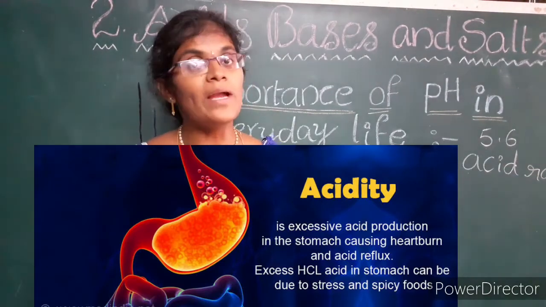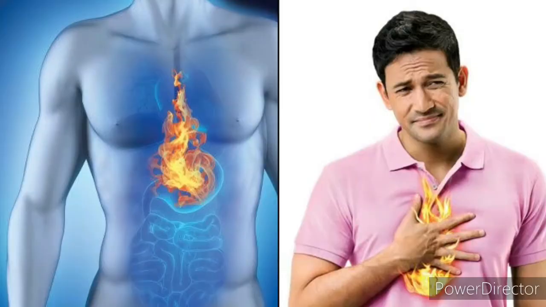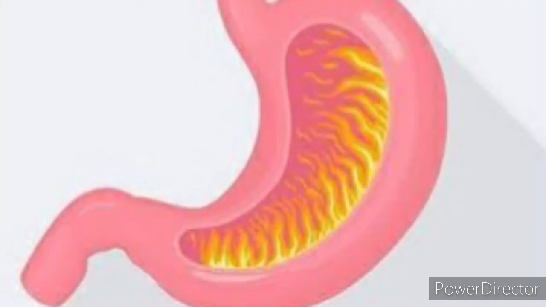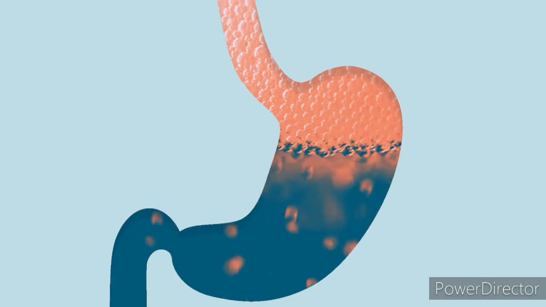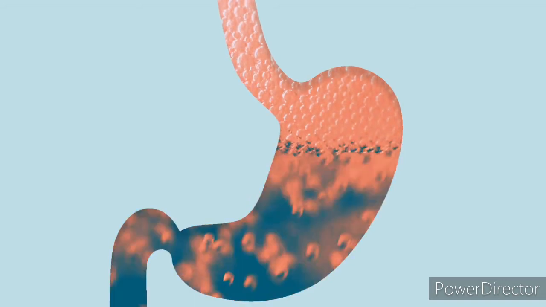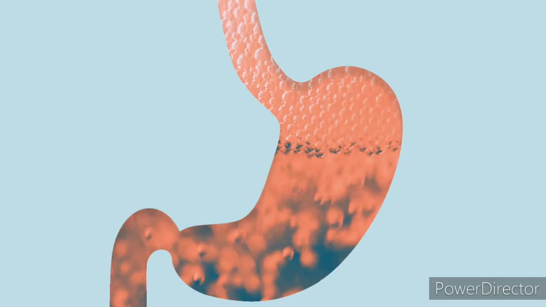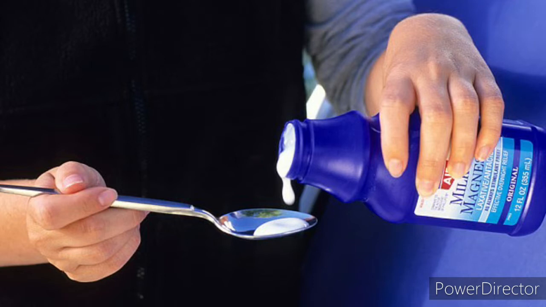This creates many problems and we feel burning sensation and uneasiness and also vomiting sensation. To neutralize excess acid produced by stomach, an antacid, a medicine, is taken orally. This neutralizes the extra acid produced in our stomach and we feel comfortable. Milk of magnesia is taken as medicine, which is a mild base.